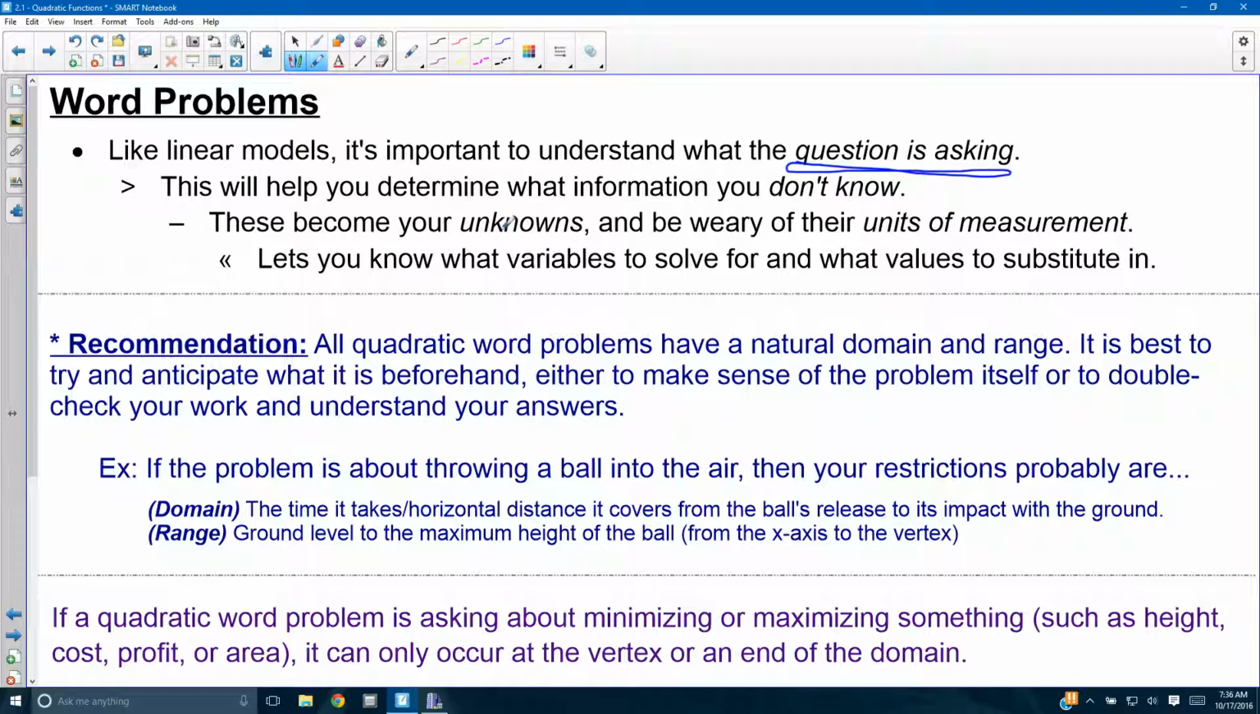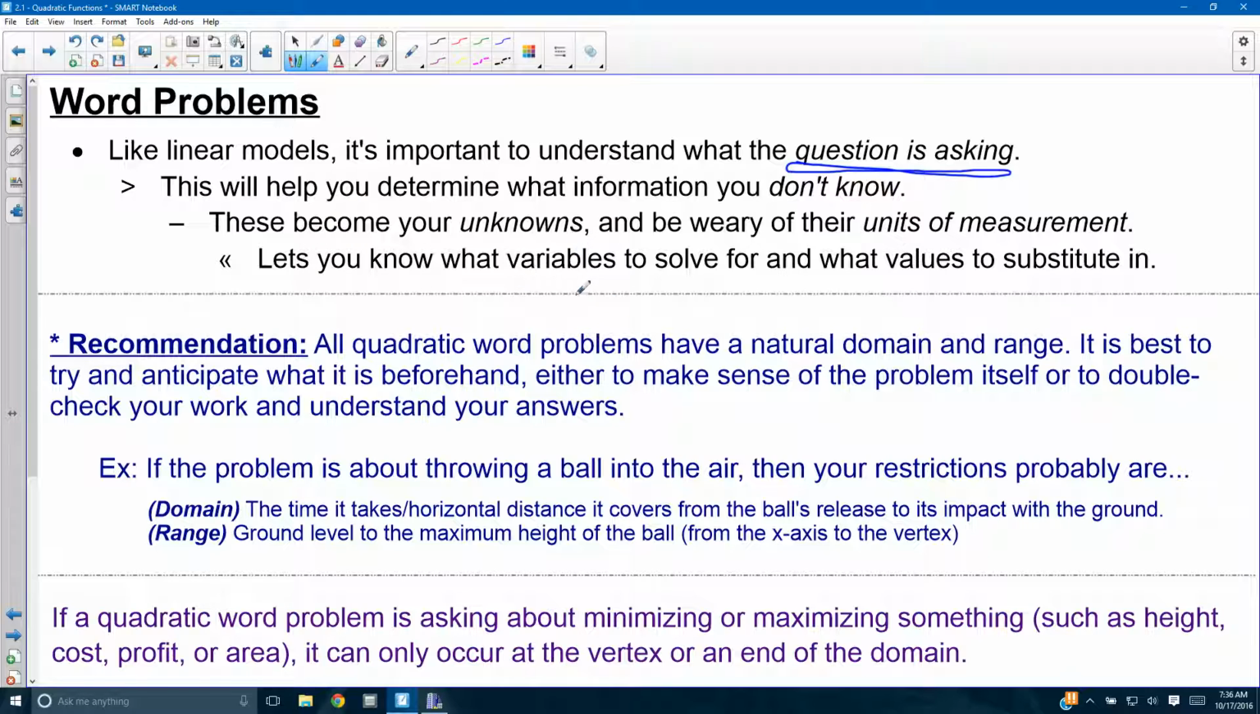The things you don't know are called unknowns. Okay, they are unknowns, which means they are like variables. Right? When we create equations or when they model equations, they are things we are not sure of or they can change. And be wary of your units of measurement because when you define a variable or when they define it for you, you have to know that you're answering things in the question in the way they're being asked or that they're lining up properly. And it helps let you know what variables to solve for and what values to substitute in. That's just for all this stuff here.